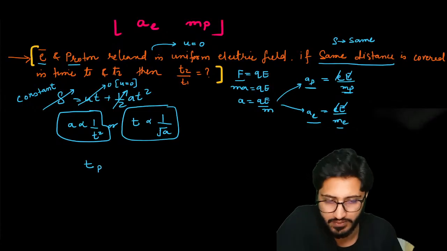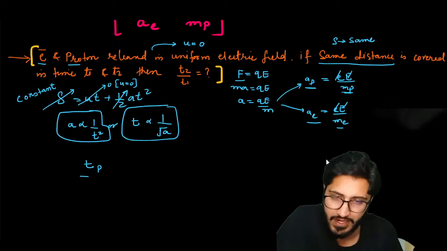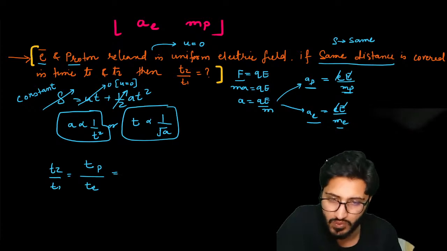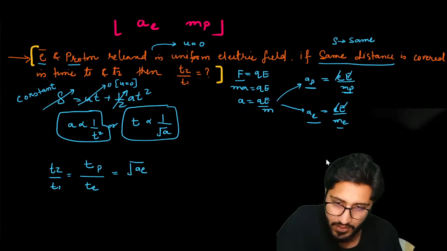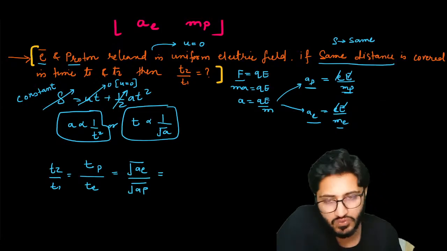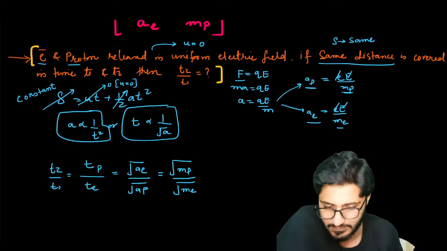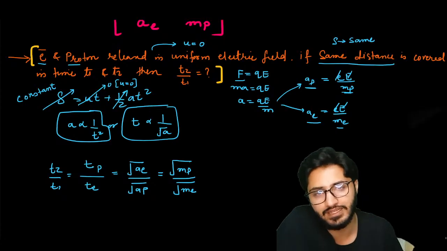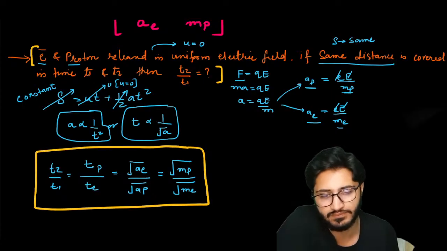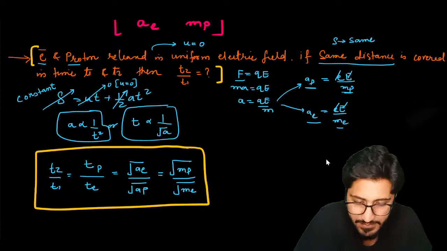Then I can write T2, meaning proton. So T proton divided by T electron, that means T2 divided by T1, is equal to the square root of A electron divided by the square root of A proton, which is equal to the square root of mass of proton divided by the square root of mass of electron. We can write it like this. Okay, this is the answer.